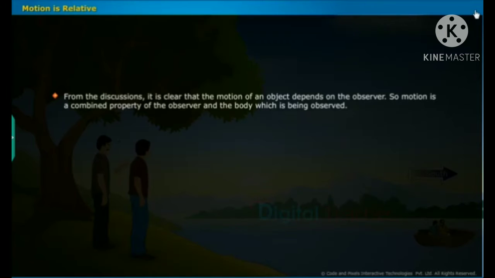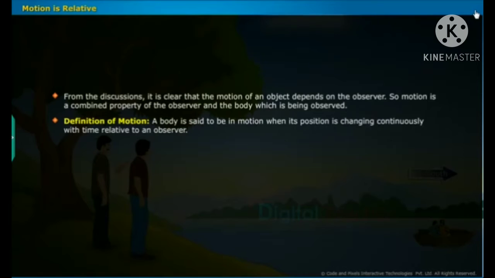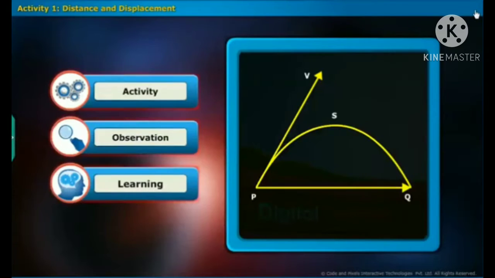Activity of the observer and the body which is being observed. Definition of motion: a body is said to be in motion when its position is changing continuously with time relative to an observer. Note: let us perform an activity for drawing path and distinguishing between distance and displacement.